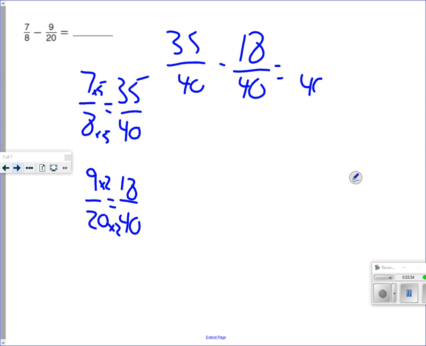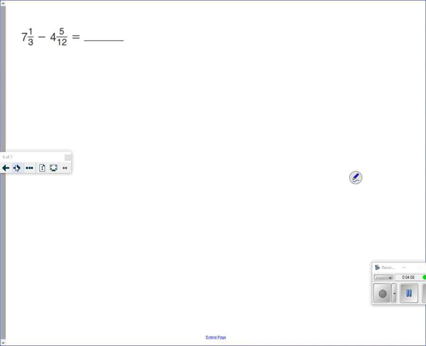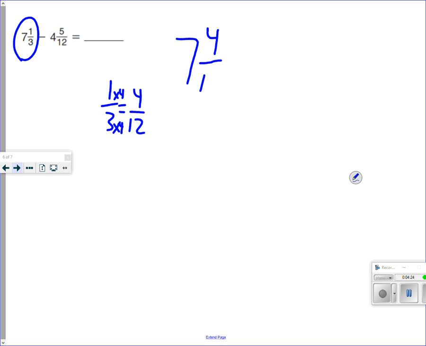Well, I have a 40 right here as my denominator. 35 minus 18 gives me 17 for an answer. 17 over 40 is my answer, and it cannot get reduced any smaller. Next problem. 7 1/3 minus 4 5/12. Well, 1/3 and 12 have to get a common denominator, so I have to change 1/3 into twelfths. Times 4 times 4, so 4/12. So I'm going to rewrite this problem as 7 4/12 minus 4 5/12.